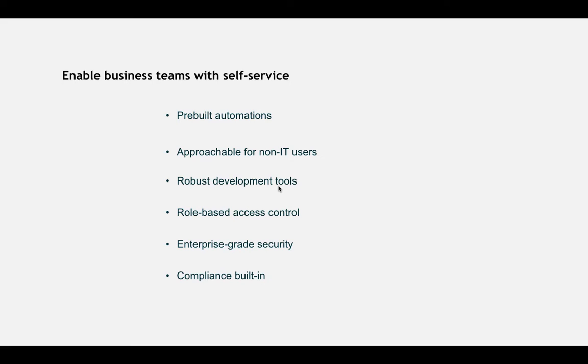And robust development tools. Celigo provides powerful integration tools for technical users to build complex integrations with the help of custom coding, etc. And role-based access controls, so we can restrict the team members' access to build or update the integrations. Then Celigo provides enterprise-grade data security, including single sign-on. And Celigo provides compliance with global data privacy laws, etc.